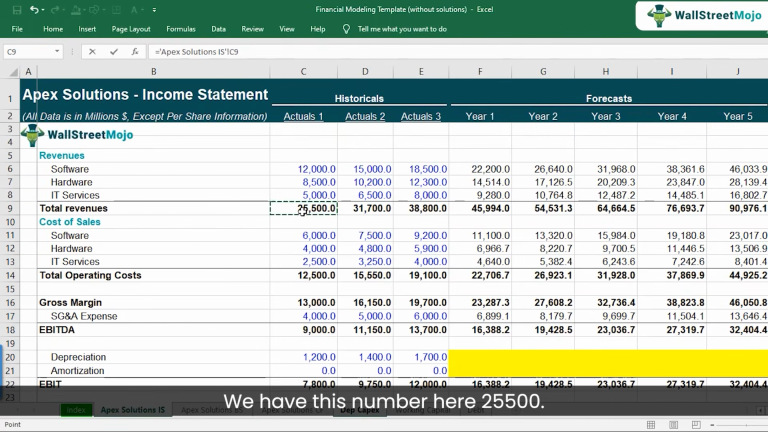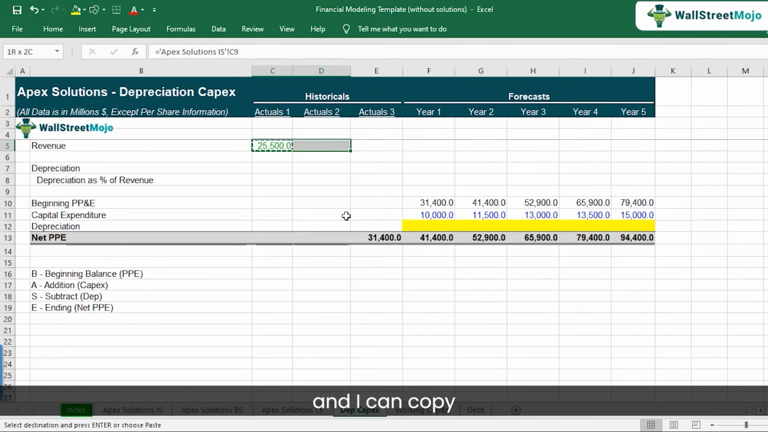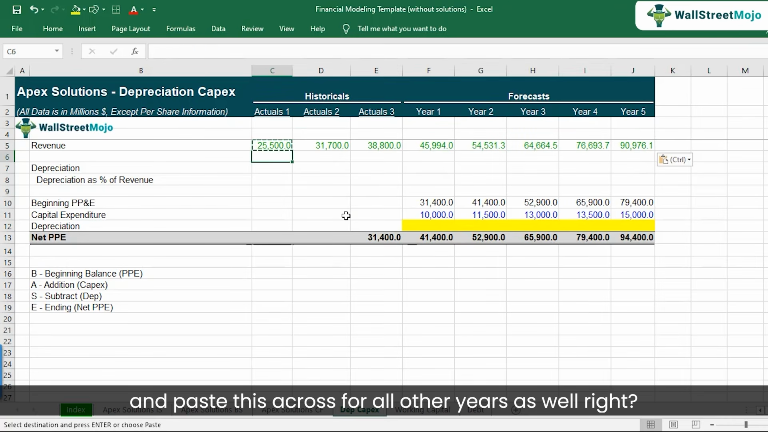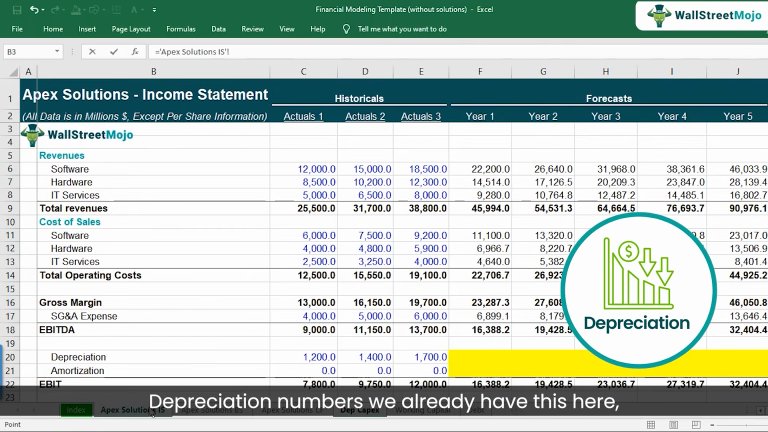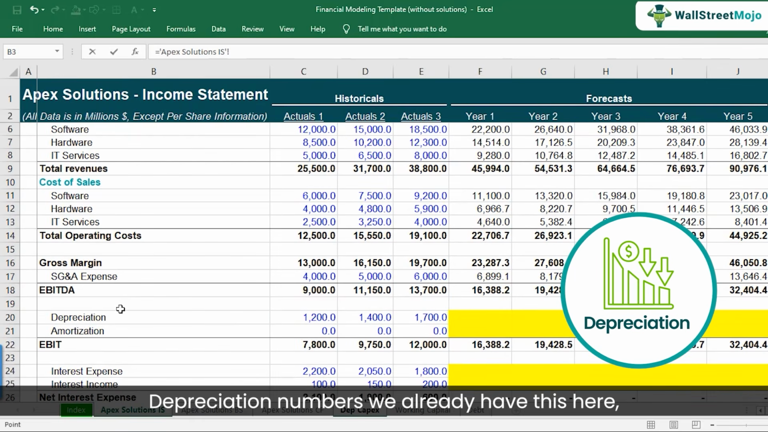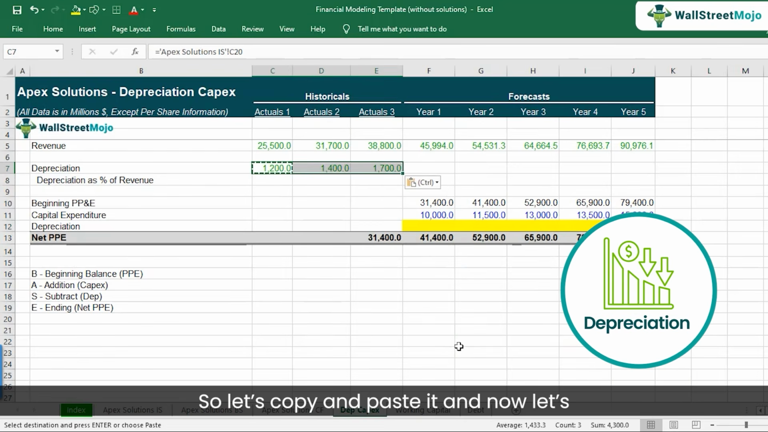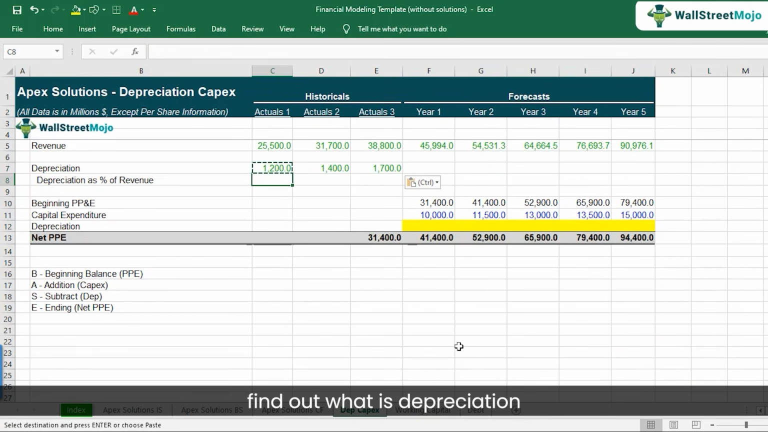We have this number here, 25500. So this is for the actuals, and I can copy and paste this across for all other years as well, right? Now how about depreciation? Depreciation numbers, we already have this here. This is 1200, 1400, and 1700. Okay. So let's copy and paste it. And now let's find out what is depreciation as a percentage of revenue.